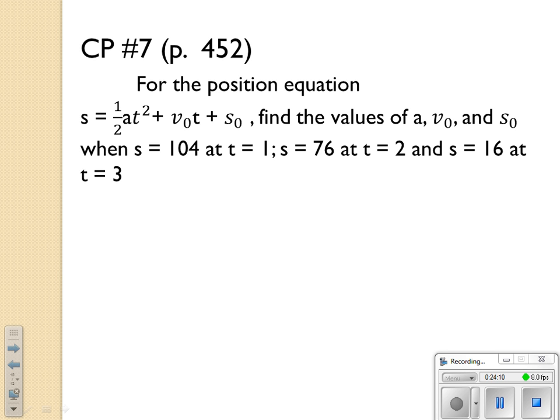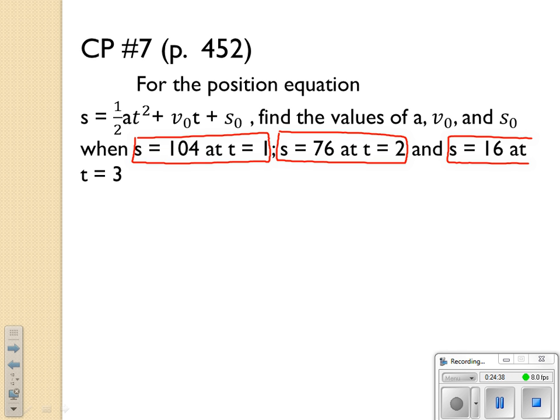We're going to use this position equation to find values for velocity and height. That's v and s in this formula. When s is 104, time is 1; s is 76 when time is 2; and s is 16 when time is 3. So do you see how they're giving you 3 pairings of information? Each of these pairings will plug into that position equation right here and make an equation for us to work with.